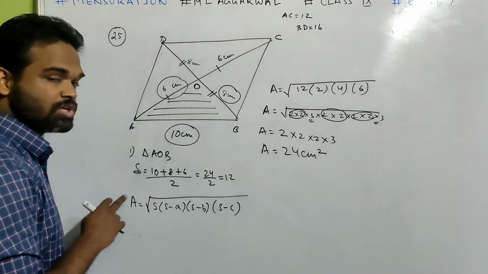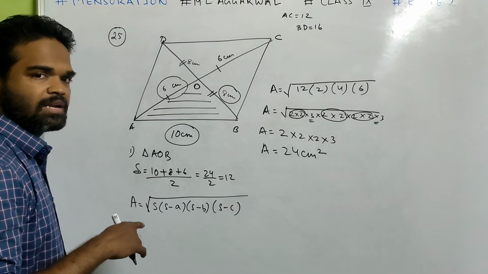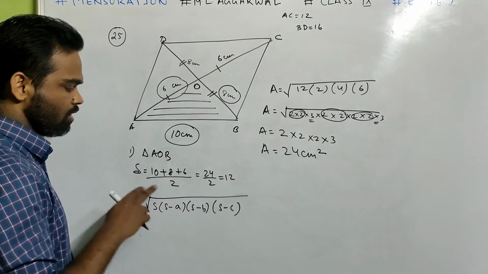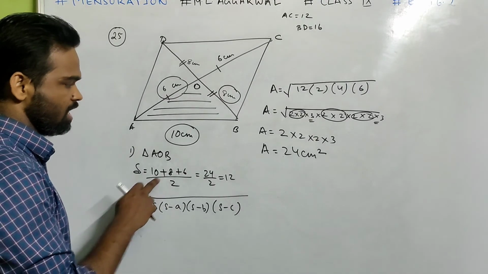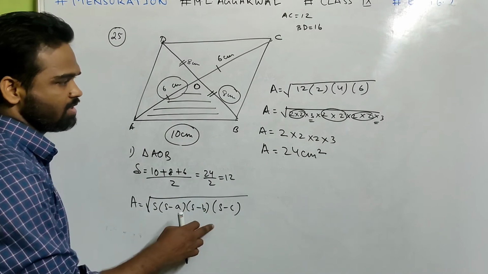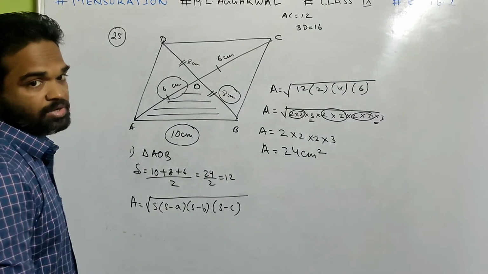Look carefully. We have just used Heron's formula. We have done this in triangles, area of triangles, in the previous exercise. So by Heron's formula, we got S as A plus B plus C by 2, and area is root over of S, S minus A, S minus B, S minus C. So we are getting 24 centimeters square.